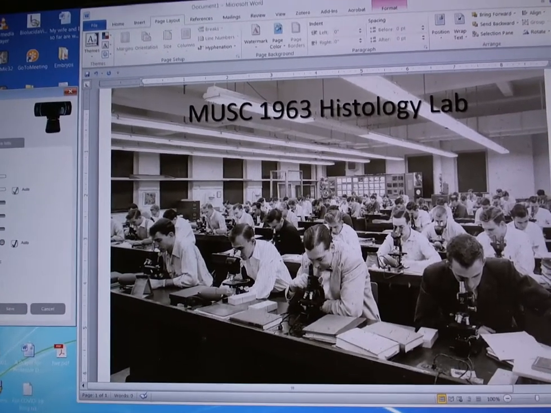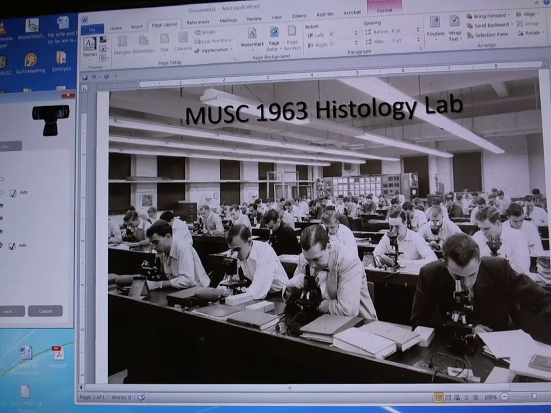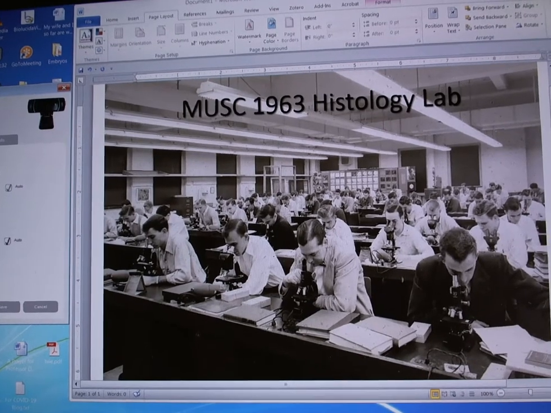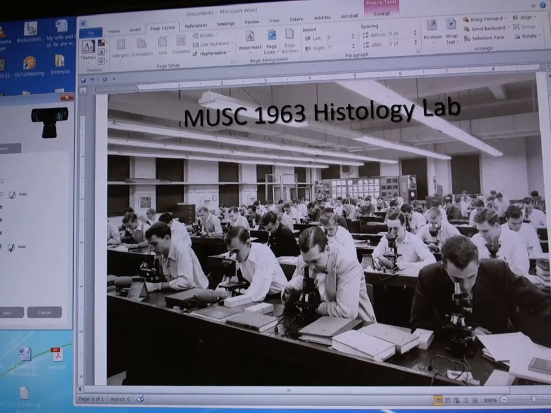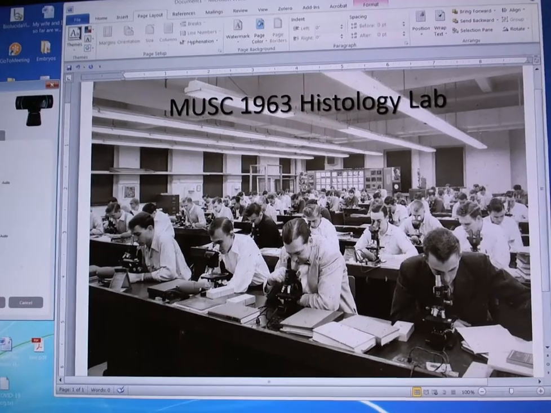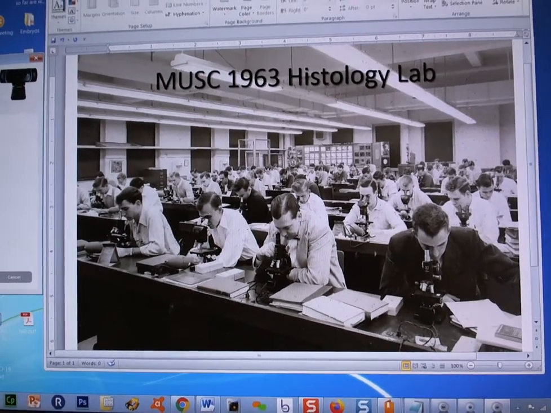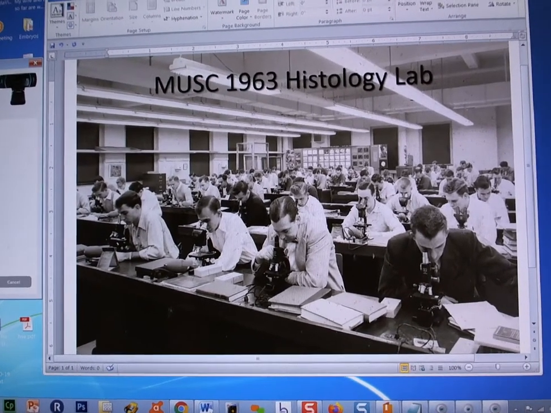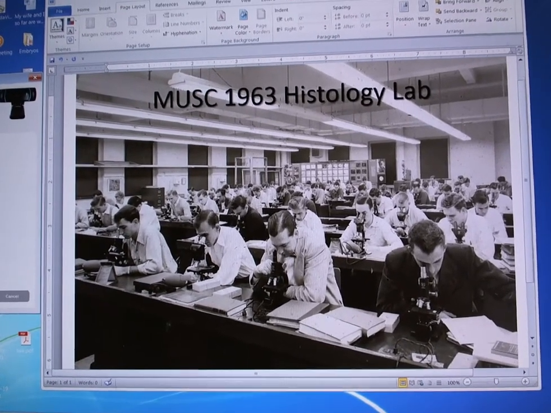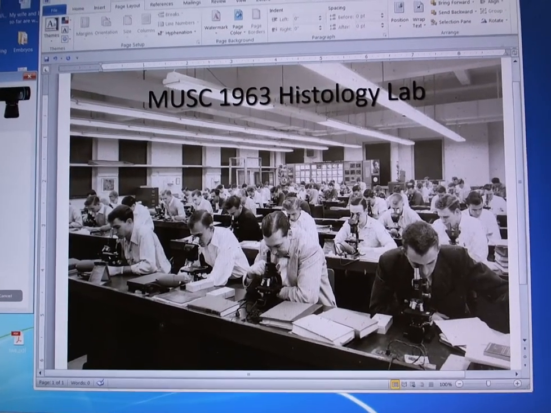Well, this is what the lab looked like back then. Each student had a microscope which they had to purchase or rent, and some could afford a binocular, that is two eyepieces, and others could only afford a monocular, or one eyepiece. They had a box of slides that they would pick out and study, and there was a manual that guided them in studying that.